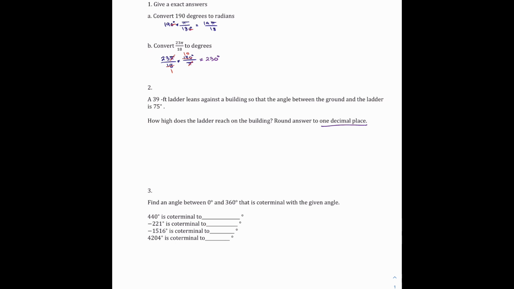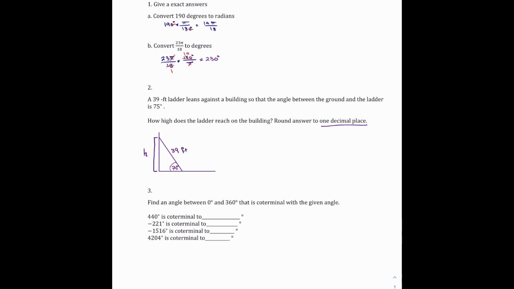Usually I will give you the instructions on how to round. So I'm just going to sketch a graph of the situation here. So we have a vertical wall, of course, and then we have a ladder leaning against that wall. And the angle is 75 degrees. So the angle of elevation, you could say, is 75 degrees. And we need the length of the wall. I'm going to say this is h for height of the wall. We know that the ladder length is 39 feet.